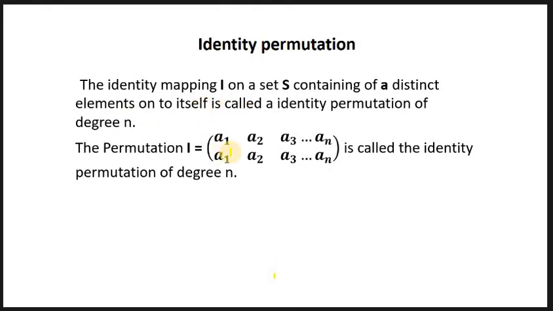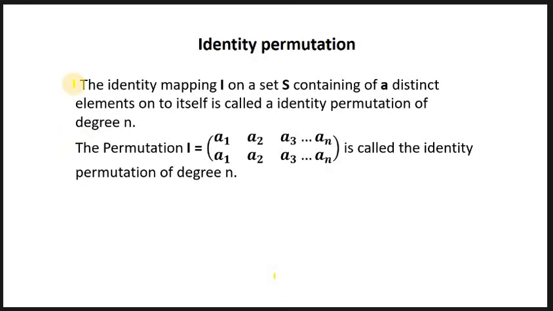So the image of a1 is a1 itself, and image of a2 is a2 itself, image of a3 is a3, image of an is an. That means f of a1 is equal to a1, f of a2 is equal to a2, and so on. So that is called the identity permutation.